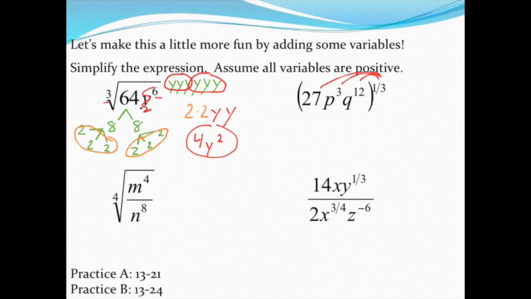Let's start from the back of this and work towards the front. In the back, I have a power raised to a power. Well, all along the rule has been to multiply, so let's continue it. The rules haven't changed. 12 times 1/3 is 4, so I get q to the 4th power.